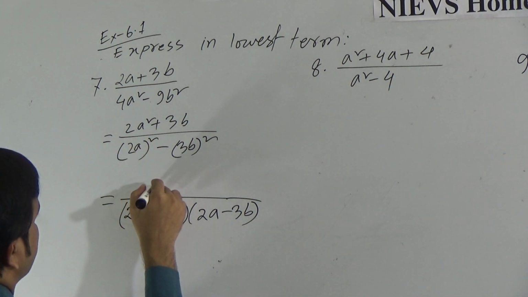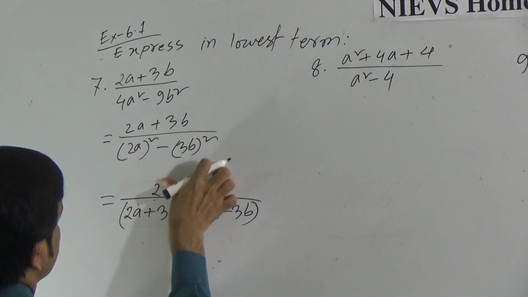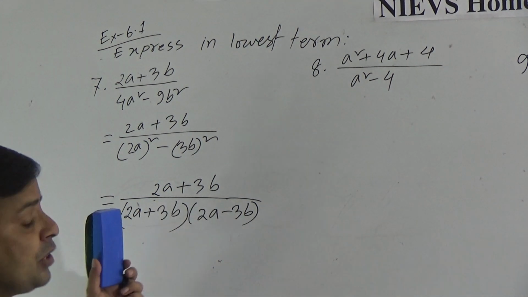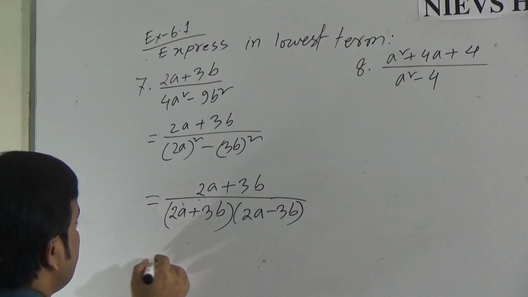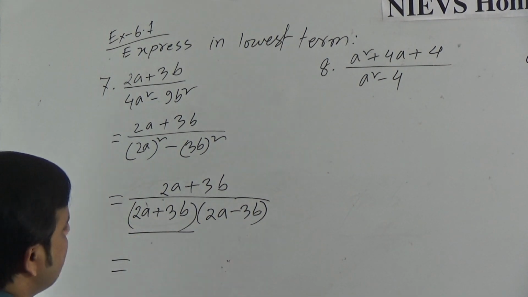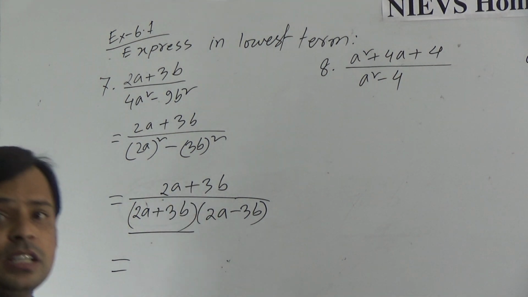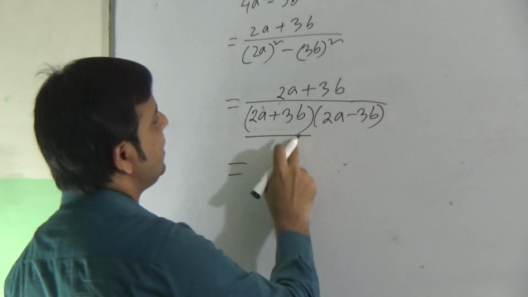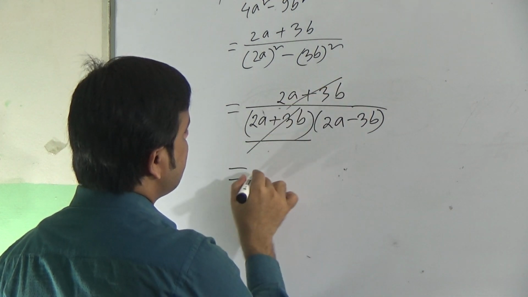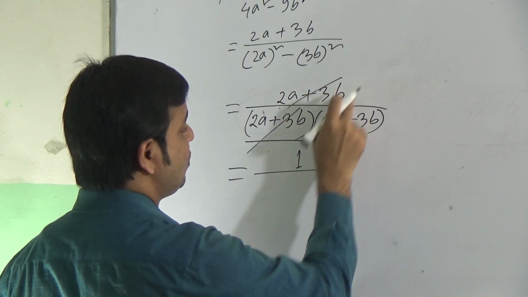And now, the numerator remains the same, there is no square, 2a plus 3b in the numerator. The numerator always remains the same if we can't factorize. Now, students, notice here 2a plus 3b is a factor in the denominator and 2a plus 3b is a factor in the numerator also. So, we can divide both numerator and denominator by 2a plus 3b. If we divide 2a plus 3b by 2a plus 3b, we will get 1 as quotient.